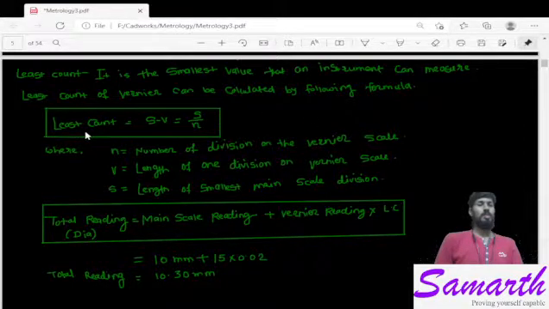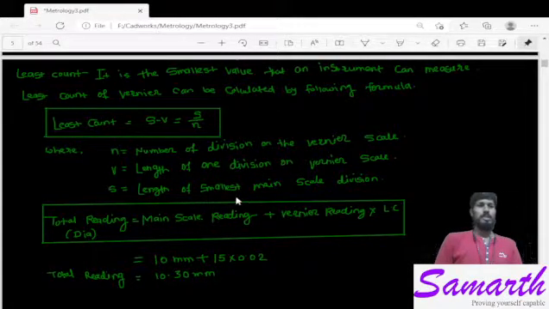This is the formula to calculate the least count of Vernier caliper. It is given by S minus V is equal to S by N. You can calculate least count either by S by N or otherwise S minus V, where N is the number of divisions on the Vernier scale, and V is the length of one division of the Vernier scale. That means the very lower scale, which is on our side.